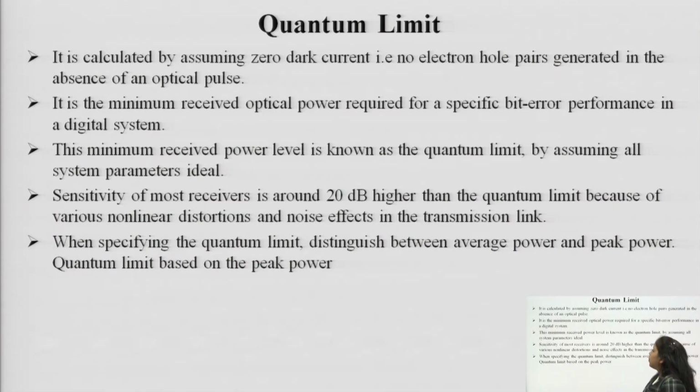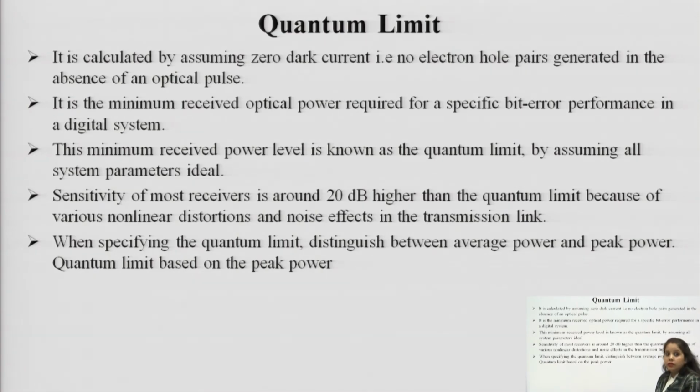Now comes the quantum limit. The quantum limit is another one of the most important parameters of the receiver section, just like the bit error rate, noise margin, signal to noise ratio and sensitivity. This is also an important parameter for calculating the performance of a receiver. It is calculated by assuming zero dark current.